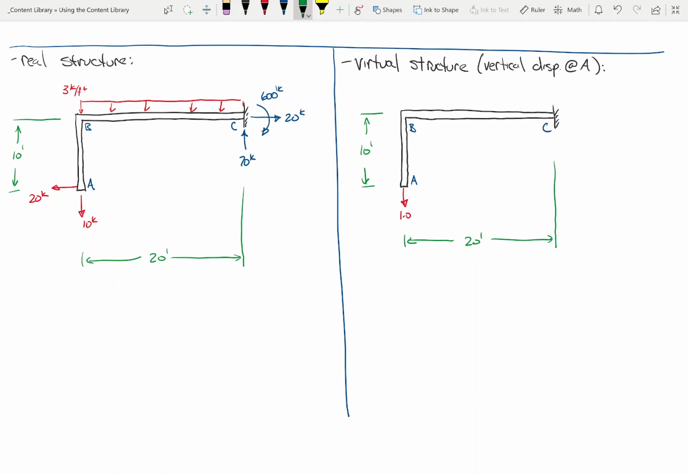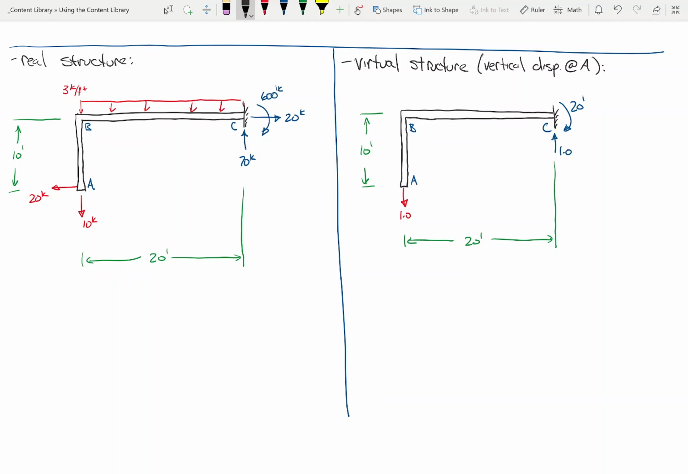So these are the two structures I need to analyze, the real structure and the virtual structure. And likewise, are you all okay if I just say that this reaction here is 1, and then this moment reaction is 20? I'm getting technical with the units, it's 20 feet. Is everybody okay with that?